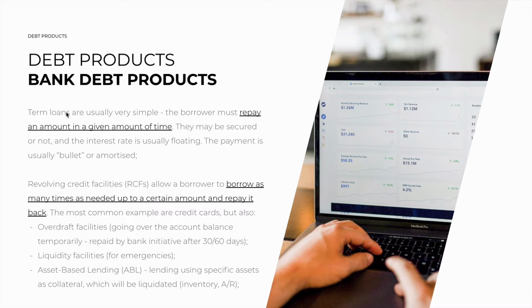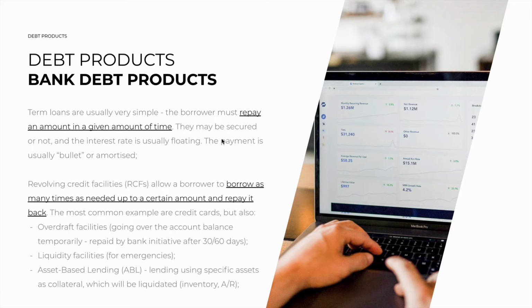Starting with term loans, these are usually very simple. The borrower must repay an amount in a given amount of time, which is known as the principal of the loan. For example, 5 million, 50 million, whatever it is. They may be secured or not. They may be short-term or long-term, anything from 1 year to 10 years or 20, and the interest rate of these is usually floating. That means it changes when the interbank rate that it is based on changes as well, such as the LIBOR or Euribor.